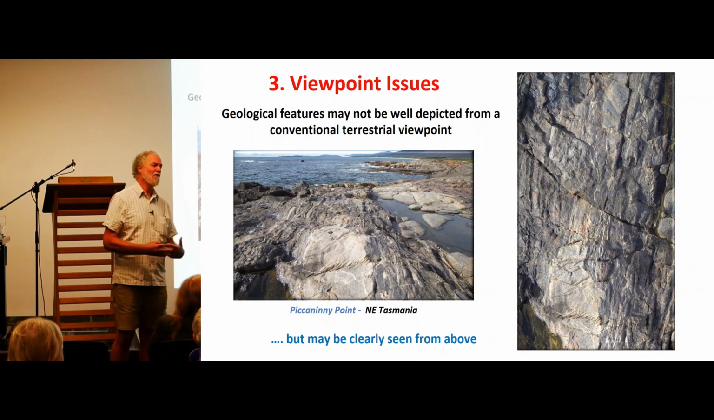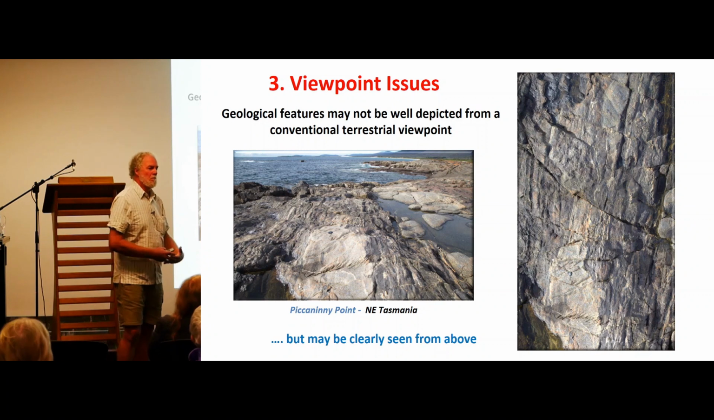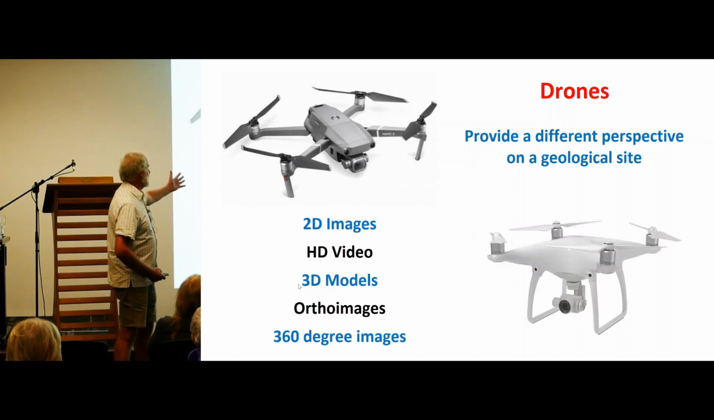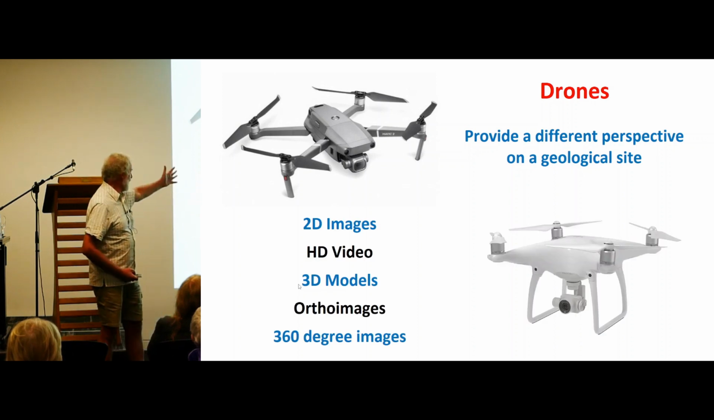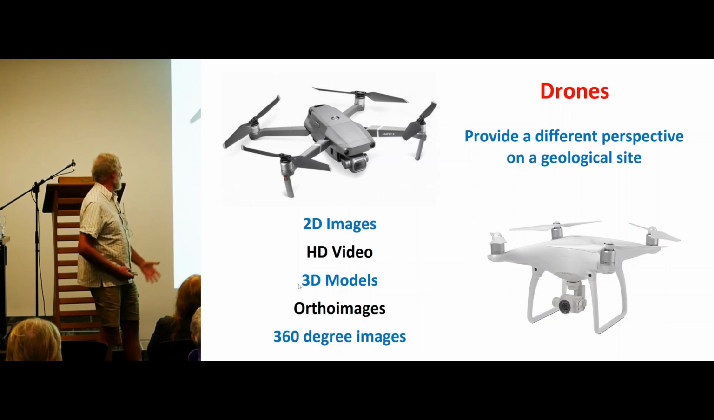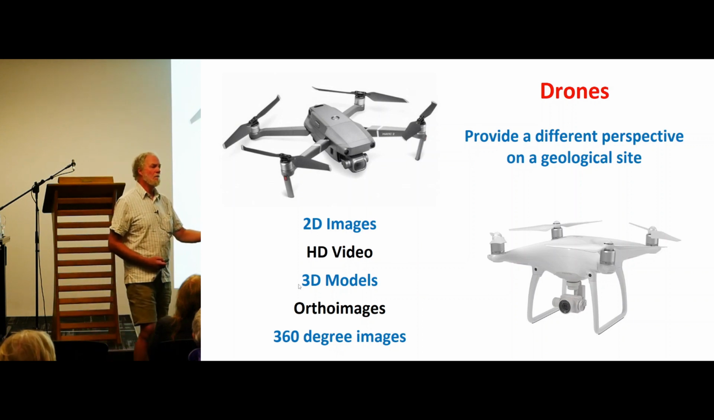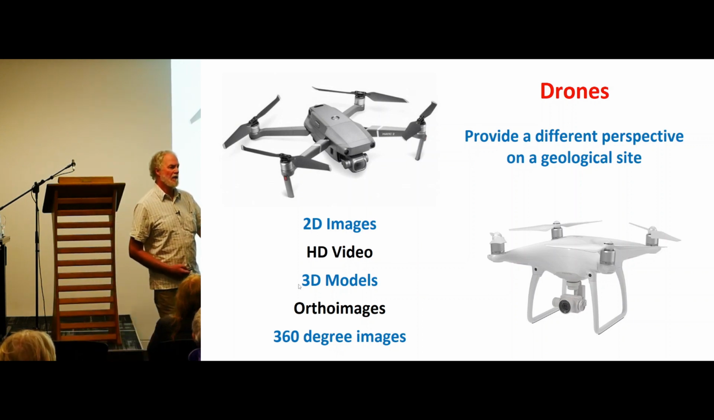And of course, coincident with this burgeoning field of photogrammetry came the availability of drones. So we can now take drones, fly them around, and make photogrammetric models of features at a variety of different scales. We can get 2D images, as you've seen. We get HD video, we can make 3D models, we can make 360-degree images, we can make a wide range of visualizations that enable us to depict the natural landscape well.